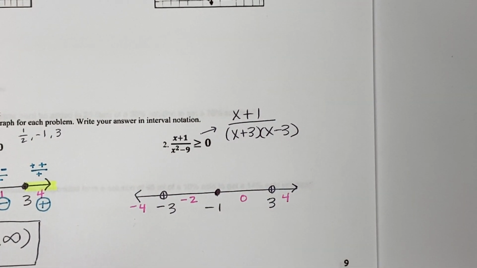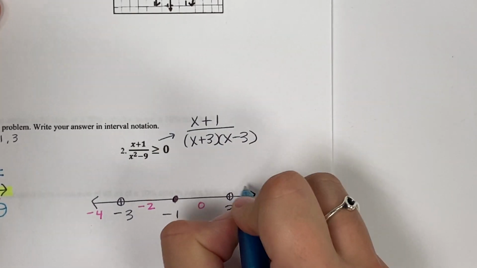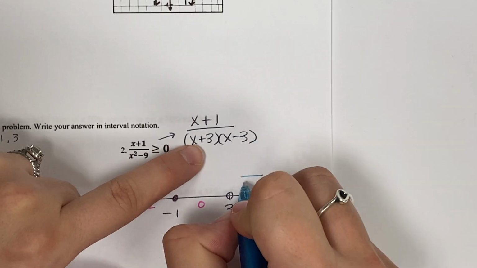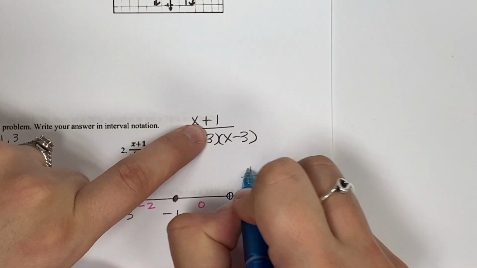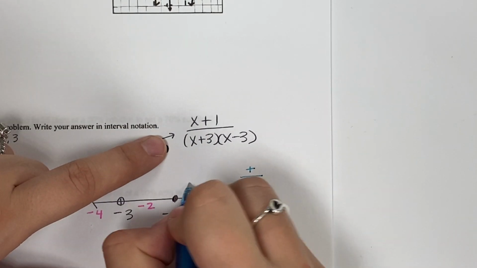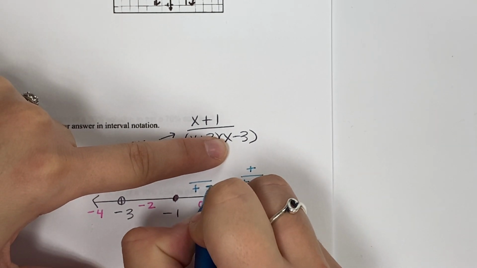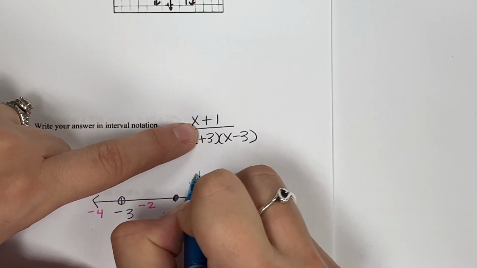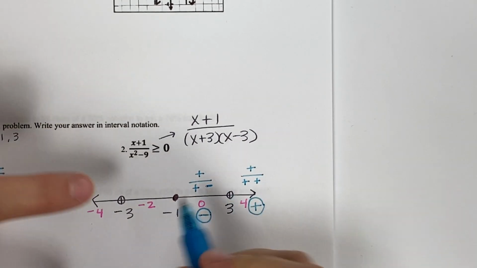Same thing as last time. Let's plug in these numbers and determine if each section will be positive or negative. If I plug in a 4 here, that's positive. Plug in a 4, that's positive. Plug in a 4, that's positive. So this whole section is positive. Okay, let's plug in a 0. Plug in a 0, positive. Plug in a 0, negative. Plug in a 0, positive. Since I have a negative, this whole section is negative.